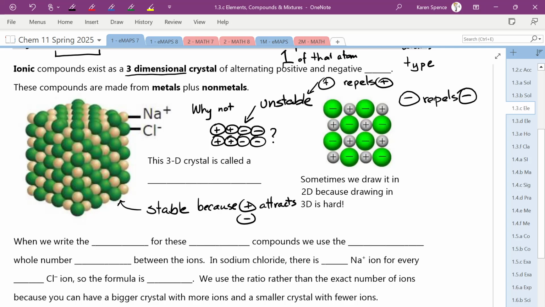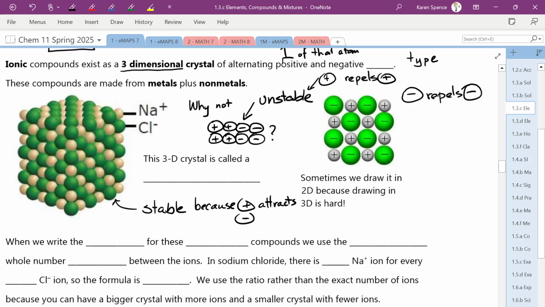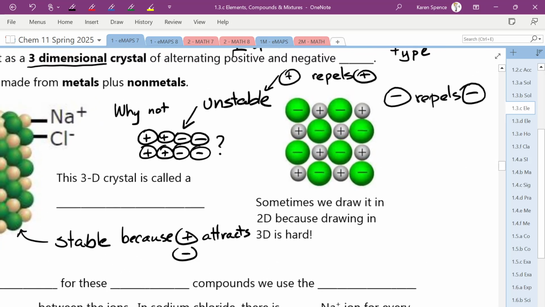Now, I'm not expecting you guys to be able to draw a 3D crystal lattice. That looks very complicated. I certainly couldn't do it. I am not an artist at all. But you should be able to draw a two-dimensional slice. Yeah? So if you just took one face of this, positive alternating with negative. Any questions?